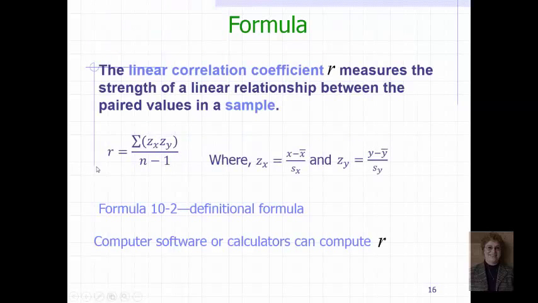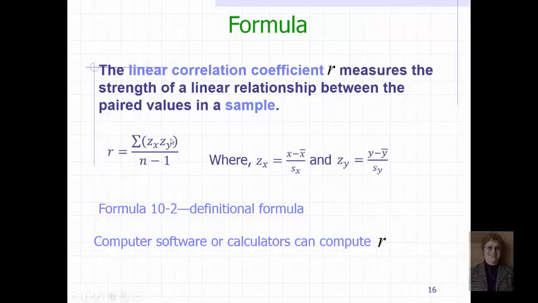Now, this is the formula that I want to talk about. This is the definitional formula. If you look on page 533 in your textbook, formula 10.1, that's a computational formula that you would use if you were going to calculate it by hand. You can see how we would use our definitional formula on page 538 in our chapter problem.